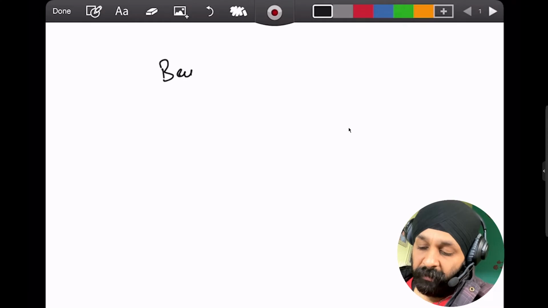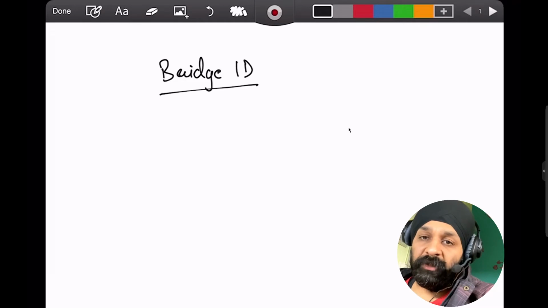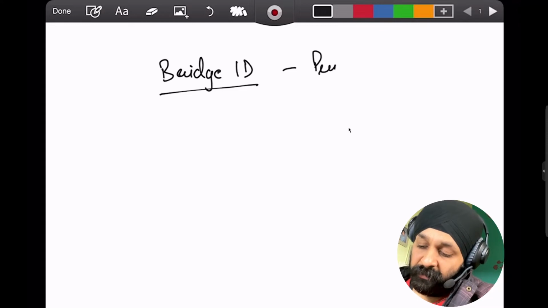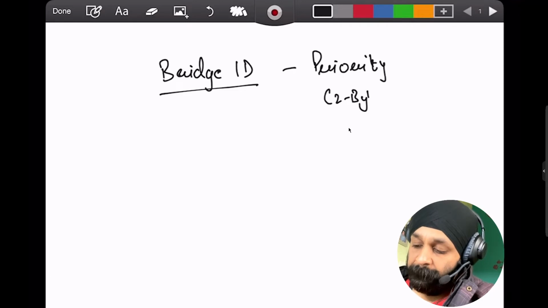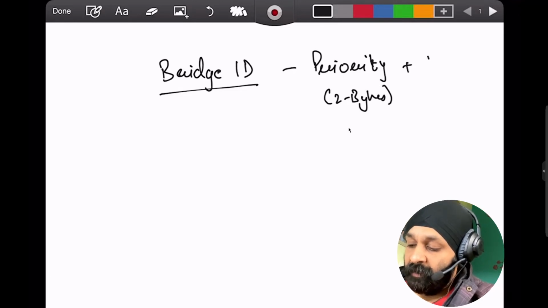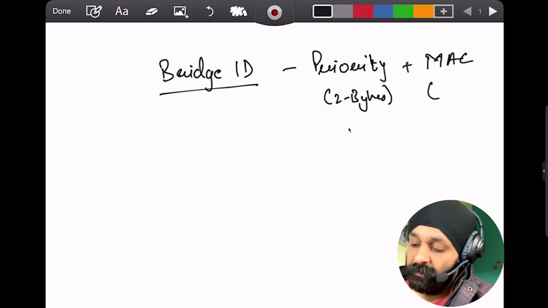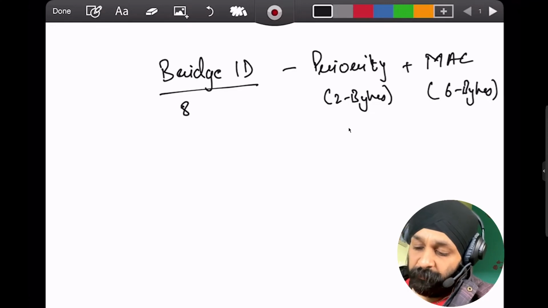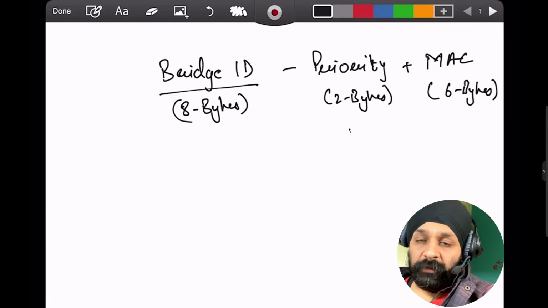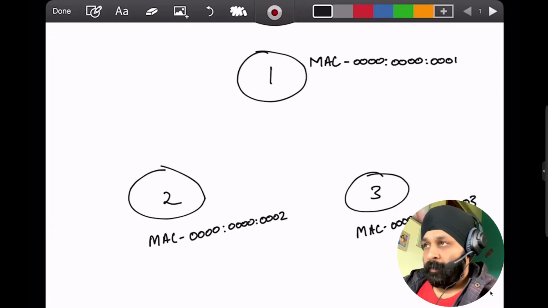So now we know that bridge ID forms the important part of the formation of the root bridge. The priority is the first part of this bridge ID, which is 2 bytes. The next is the MAC address, which is, yes, 6 bytes of data. So this bridge ID of 8 bytes is going to define which of the switches is going to become the root bridge. So what happens in a scenario like this?